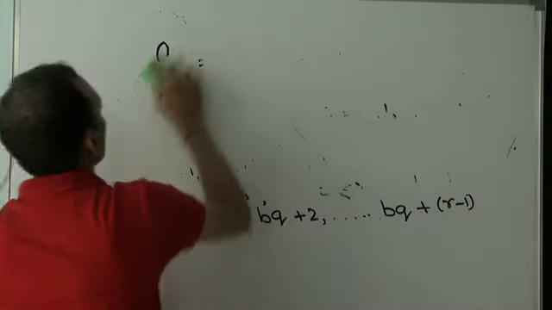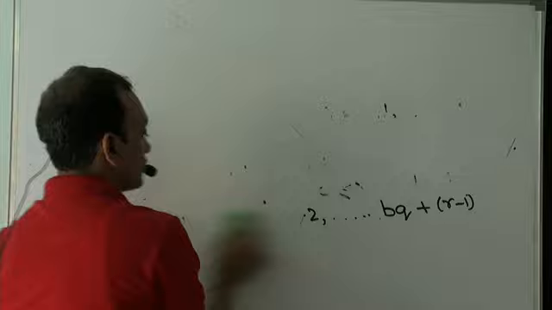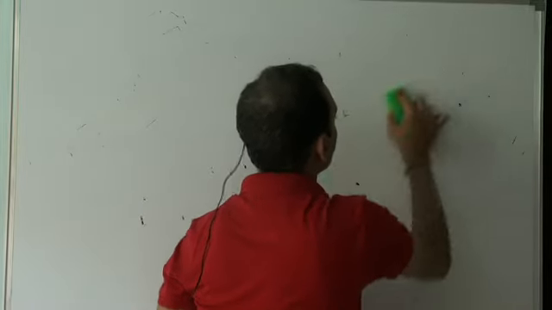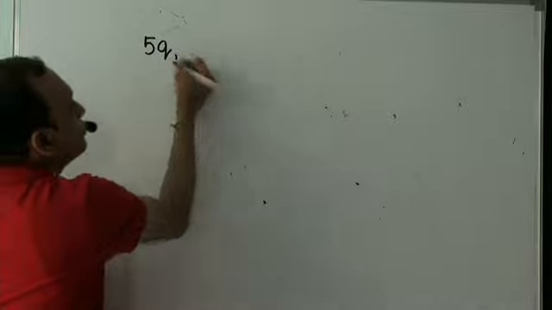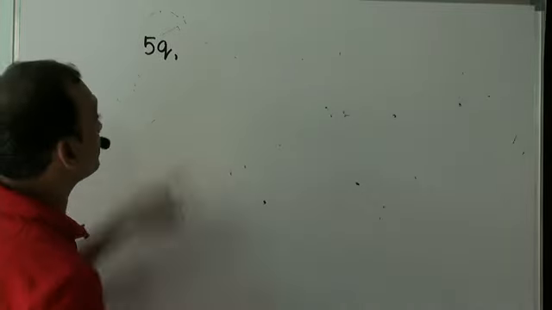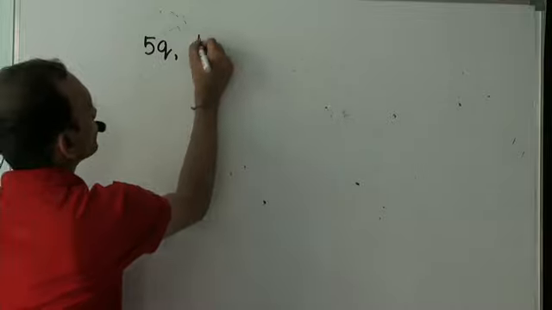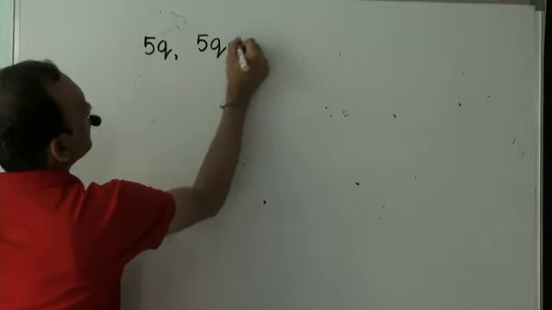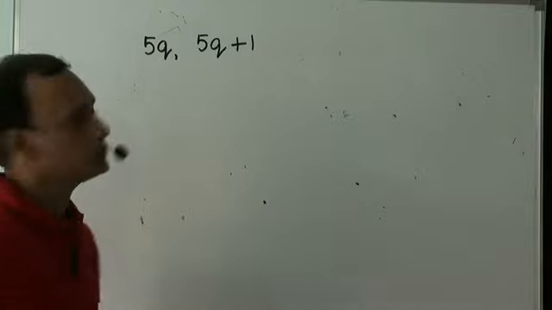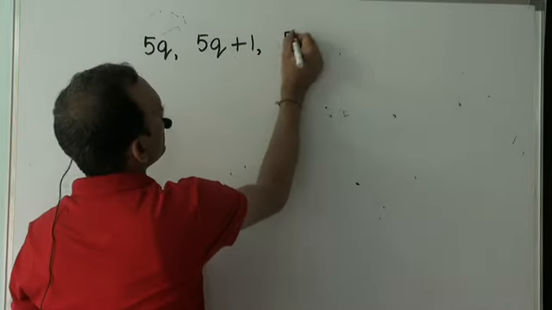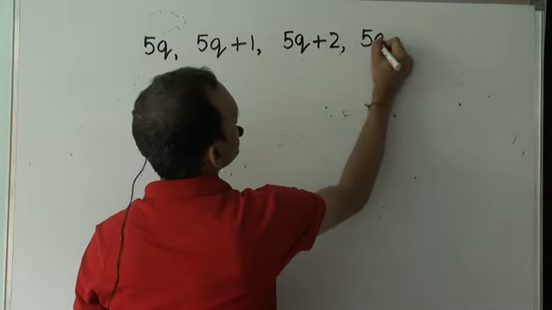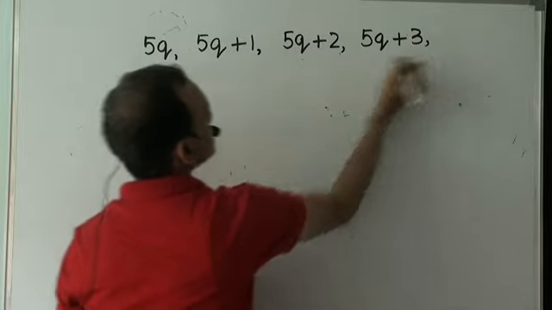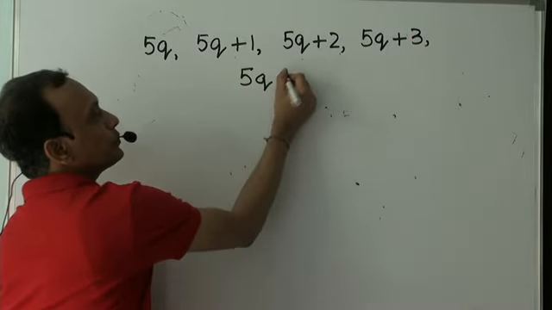Similarly, if someone said, write all numbers in terms of 5, find a generalized representation of numbers in terms of 5. The numbers in terms of 5 could be written as 5q. All numbers when divided by 5, leaving 0 remainder, is 5q. Numbers that leave remainder 1 on dividing by 5 would be of the form 5q plus 1. Numbers that will leave remainder 2 on dividing by 5 would be 5q plus 2. Numbers that will leave remainder 3 would be 5q plus 3. Remainder 4 would be 5q plus 4.